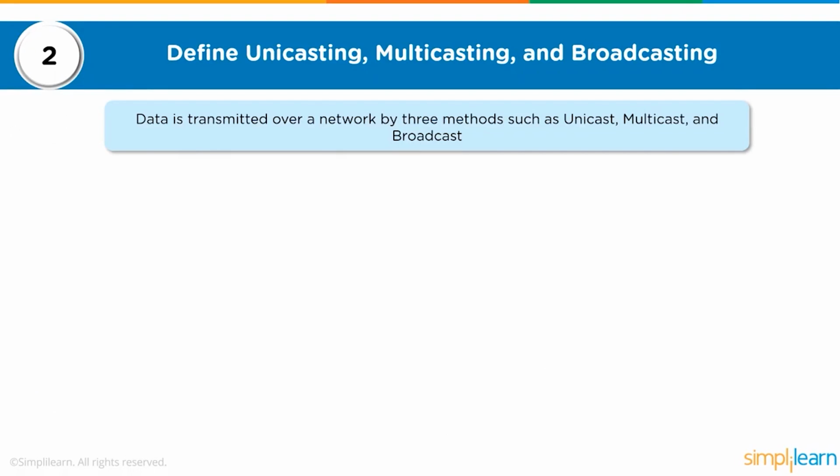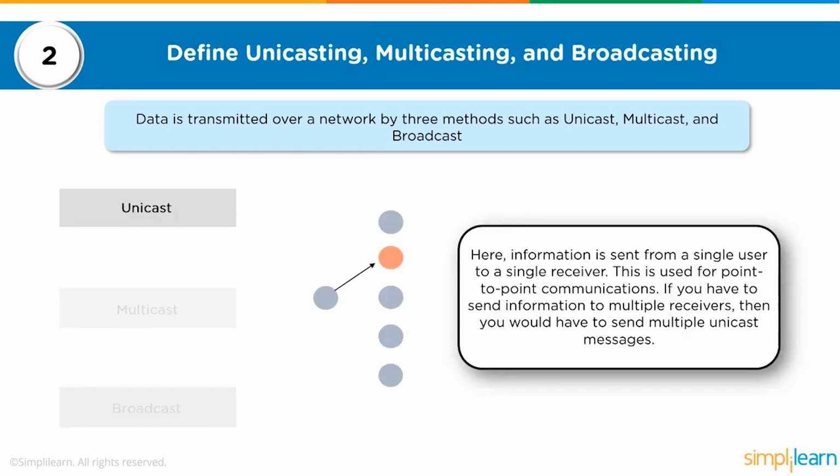Question 2 is define unicasting, multicasting, and broadcasting. Now this is a question which can be very lengthy, but again, most of your interview questions are designed that way. It's basically to understand how much conceptually you are aware about these technologies. So you have to be very concise. Don't go rattling about technology too much, but in a concise manner, just try to explain what these things are. So when data is being transmitted over a network, it can be transmitted in one of these particular manners. It can either be a unicast, multicast, or a broadcast.